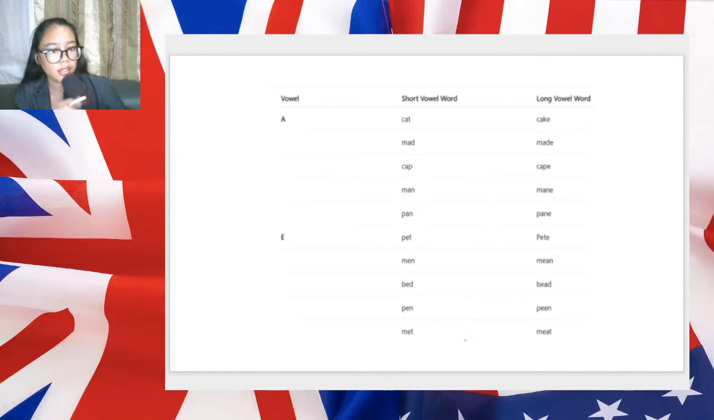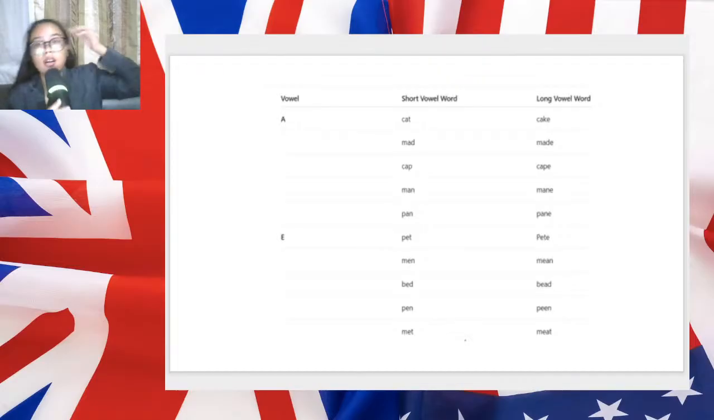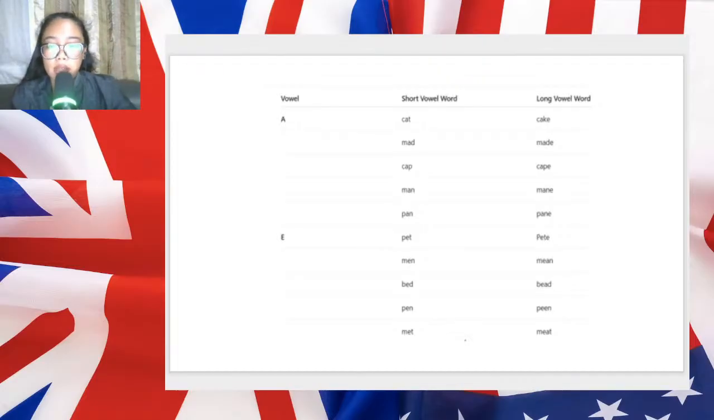All right. Let's immediately pronounce or read the words for each vowel sound, both for short vowel sound and long vowel sound. Okay, let's start with letter A. I will read it short vowel and then long vowel alternatively, so interchangeably. I am gonna read the words. Let's start with this one. Cut, cake, mad, made, cup, cape, man.